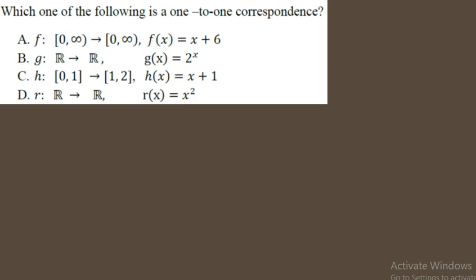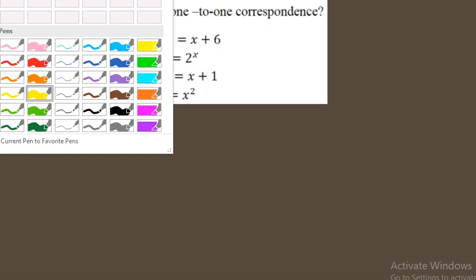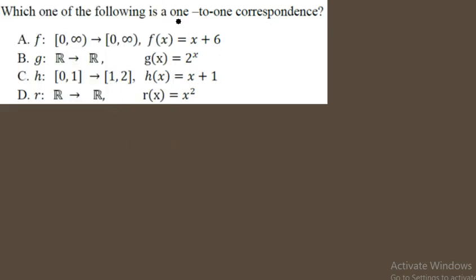Hello everyone, here we are to solve past papers. These are model examinations from different schools. The first question says, which one of the following is a one-to-one correspondence? To say a function is a one-to-one correspondence, it has to be one-to-one and onto.